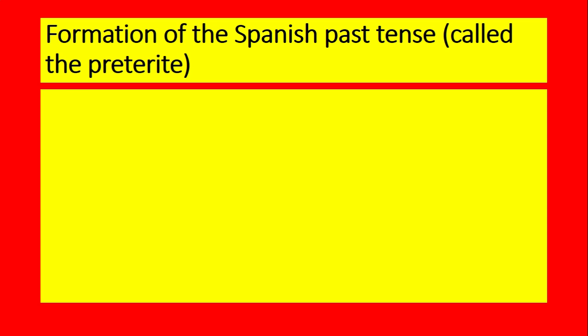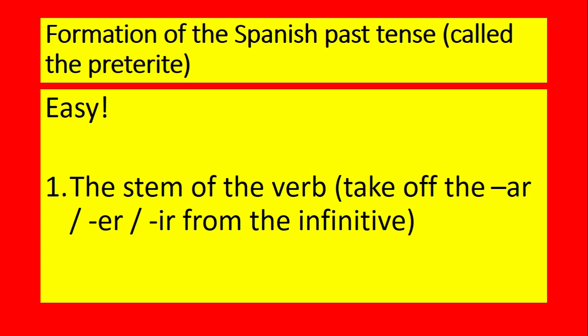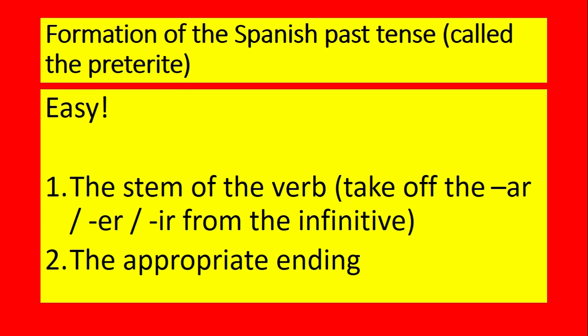This tense is often called the preterite tense, and this is how it's formed in Spanish. It's really easy. All you have to do, first of all, is find the stem of the verb. So take off the AR or the ER or the IR from the infinitive, that's the dictionary form of the verb, and then number 2, stick on the appropriate ending.